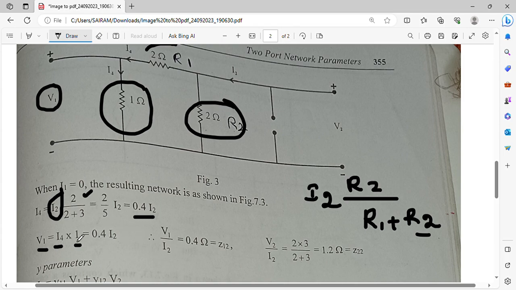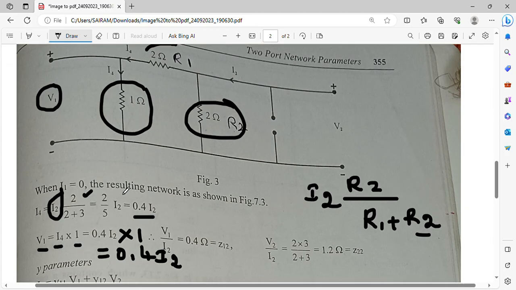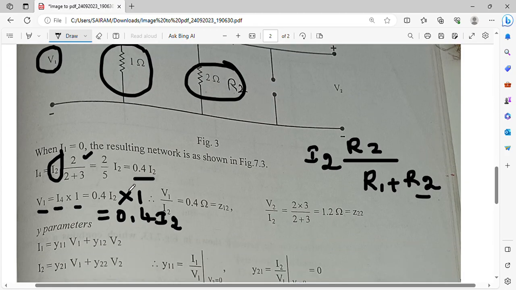I2, and this into 1 will be the same, right? Into 1 will be 0.4 I2. According to this V1, here I4 is flowing, and there is a 1 ohm resistance wherein the voltage V1 is across that 1 ohm resistor. So therefore you are going to get I4 into 1, which is 0.4 I2 into 1, which is equal to 0.4 I2.